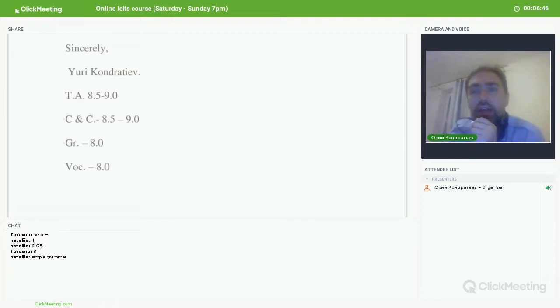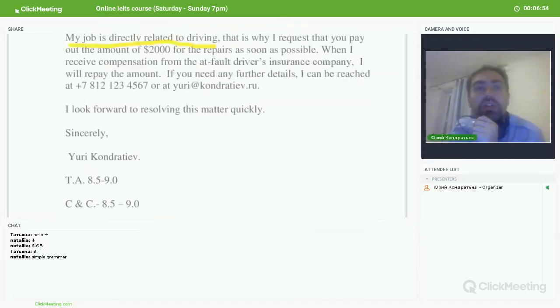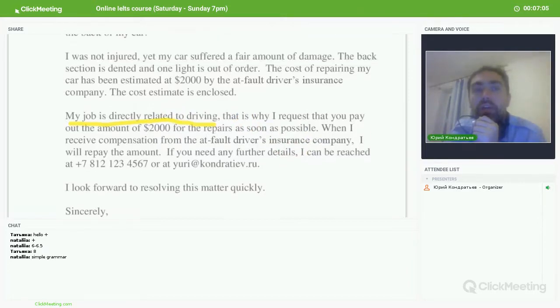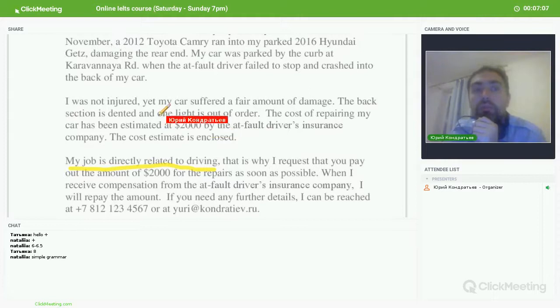So it is absolutely accurate. It is correct. There are no mistakes in grammar, but it is simple. You're right. Well, not very simple because there are conditional sentences here. I look forward to it. Gerund, passive voice, again, conditional sentences. So passive voice, passive voice. So mostly it's passive voice.